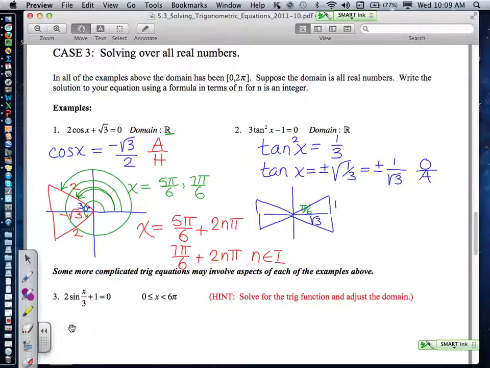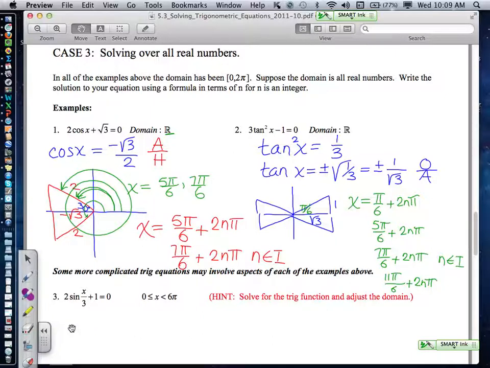Okay, so this time I'm going to label my angles. X is equal to pi over 6, and I want to add the 2n pi because I need all the rotations. And then I have 5 pi over 6 plus 2n pi, and then 7 pi over 6 plus 2n pi and 11 pi over 6 plus 2n pi, where n belongs to the set of integers. Now, that's a lot of writing to do.